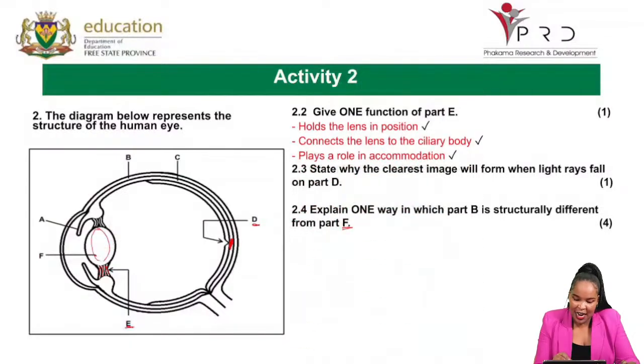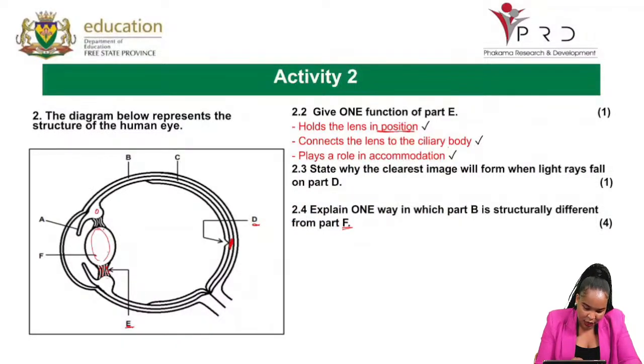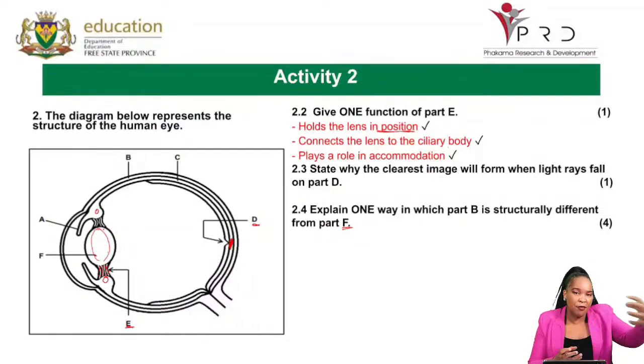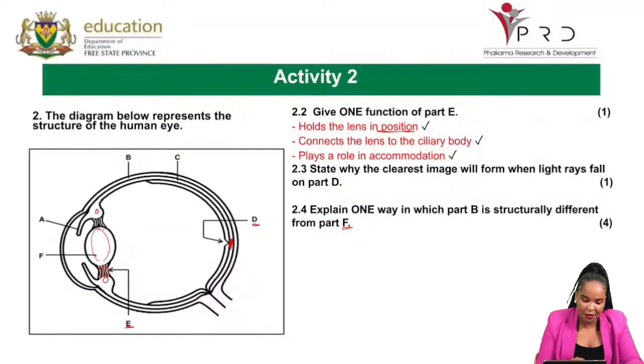Right. Part E, the function is to hold the lens in position. So you see, it holds this lens in position. It also connects the lens to the ciliary body. The ciliary body is here. Then it plays a role in accommodation. How so? It changes the shape of the lens to accommodate near and far vision. So those are the functions of the suspensory ligaments. So part E will be your suspensory ligaments.